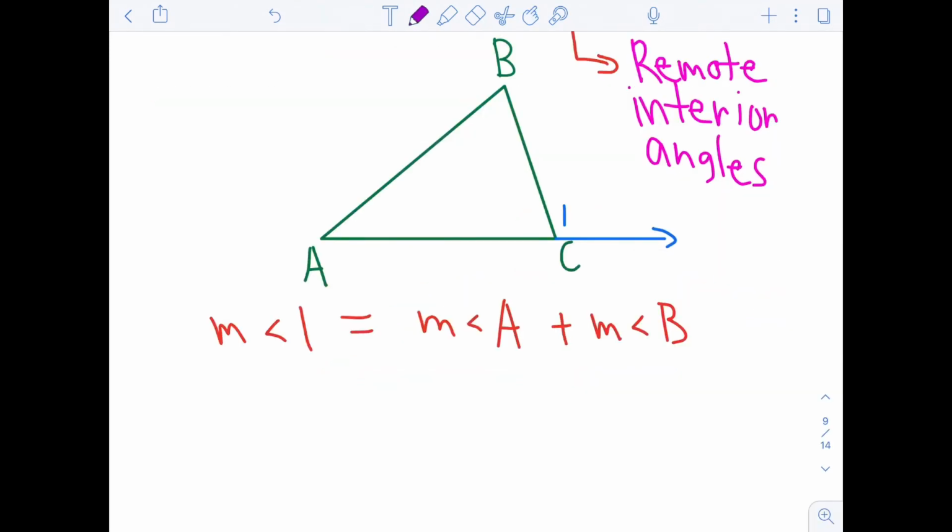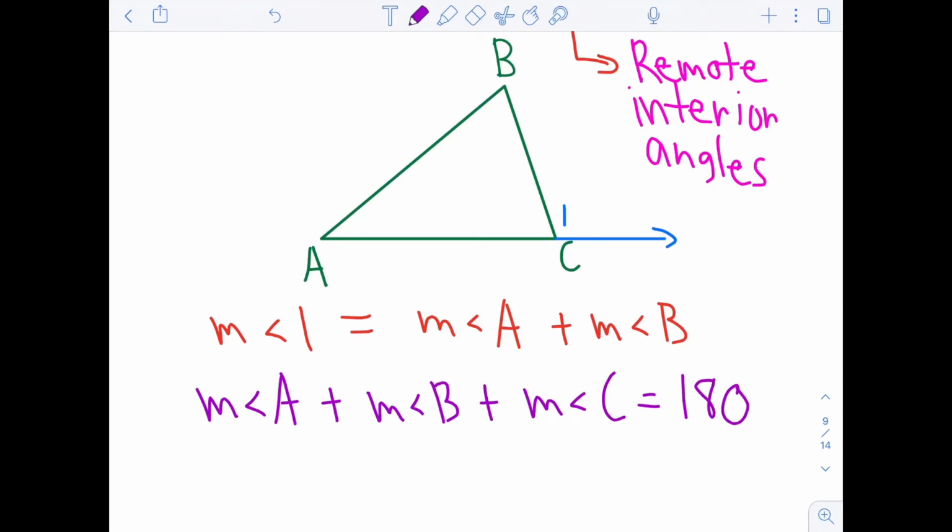So we know that in triangle ABC, the interior angles add to 180. We know that the measure of angle A plus the measure of angle B plus the measure of angle C equals 180, because that's the triangle angle sum theorem. And we also know that the measure of angle C plus the measure of angle 1 also equals 180, because it's a linear pair right there. They're supplementary. It forms a straight line.